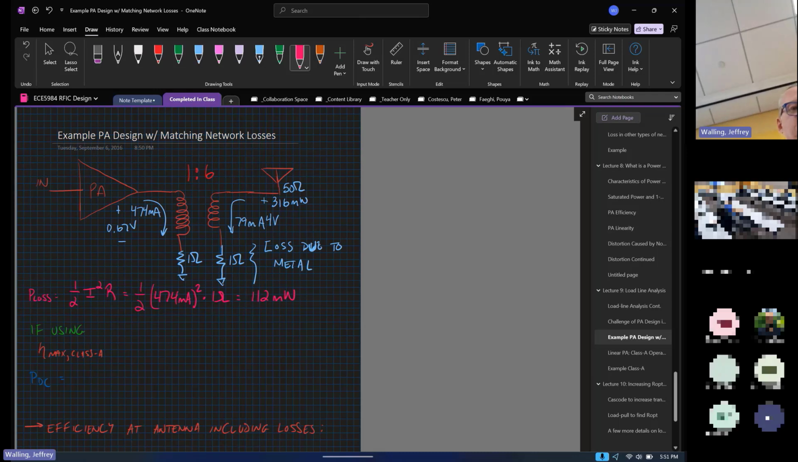All right, so if we're using a Class A amplifier, maximum efficiency just of the transistor itself is 50%. That's the most it can do. We'll look at a Class A in just a few moments. All right, so let's figure out our DC power consumption for this whole circuit.